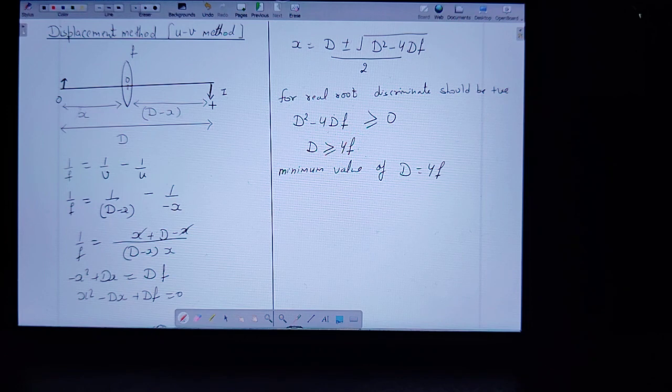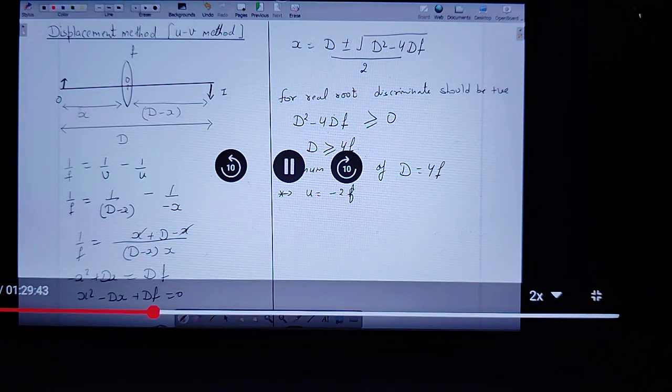Could you repeat where it is minimum? When the object is at 2f and its image is also formed at 2f. This is the case if u is at minus 2f, that is 2 focal lengths.